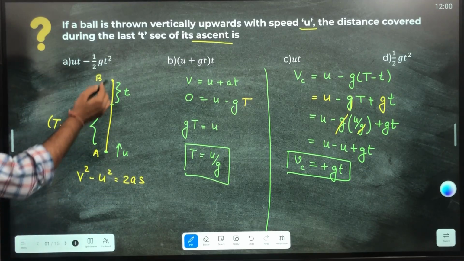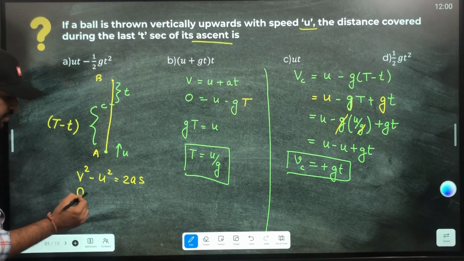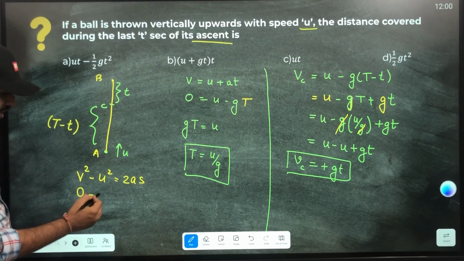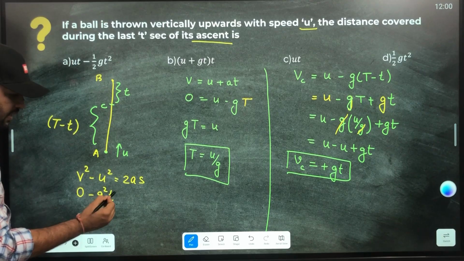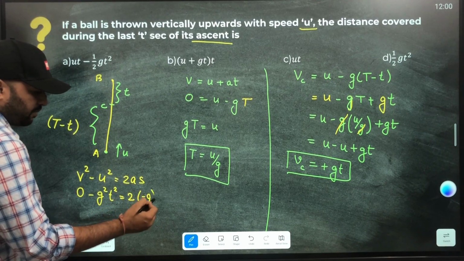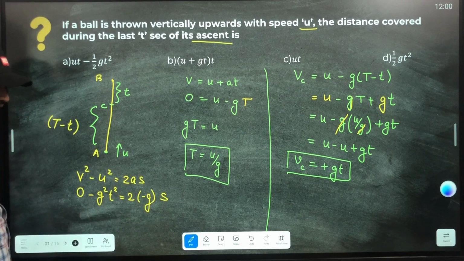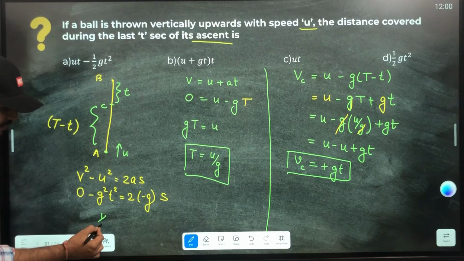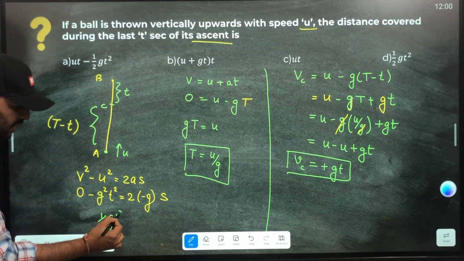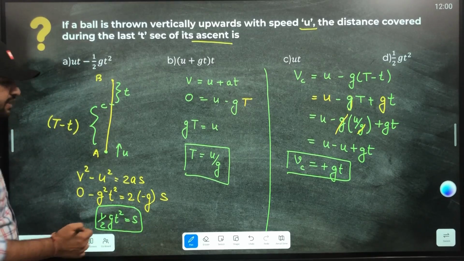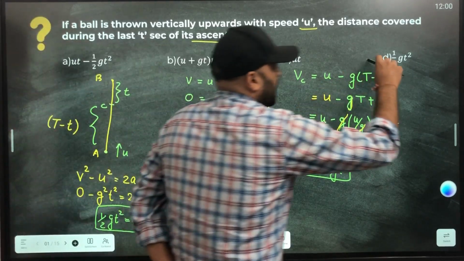Now, what is v square? The final velocity at point B will be 0. U square, the initial velocity at point C, will be g square t square. And that will be 2 into minus g, while going up, into distance s. We have to find this s, correct? So let's take 2g to the other side. It will become half g t square. That will be our distance traveled in the last t seconds of ascent. So that is option D, half g t square.